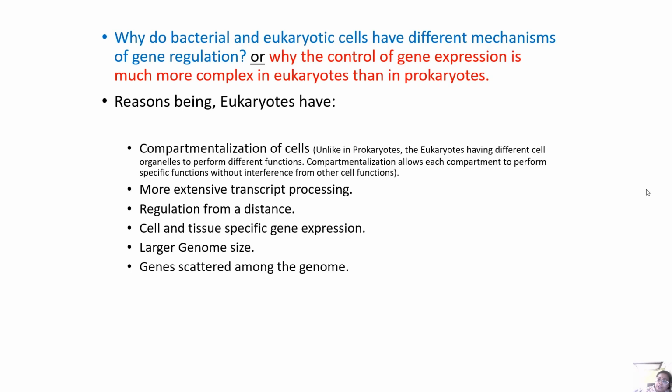Now, why do bacterial and eukaryotic cells have different mechanisms of gene regulation, or why is the control of gene expression much more complex in eukaryotes than in prokaryotes? The reason is eukaryotes have compartmentalization of cells. Unlike prokaryotes, eukaryotes have different cell organelles to perform different functions. Compartmentalization allows each compartment to perform specific functions without interference from other cell functions. Then, eukaryotes have more extensive transcript processing, regulation from a distant cell, tissue-specific gene expression, larger genome size, and genes scattered among the genome.